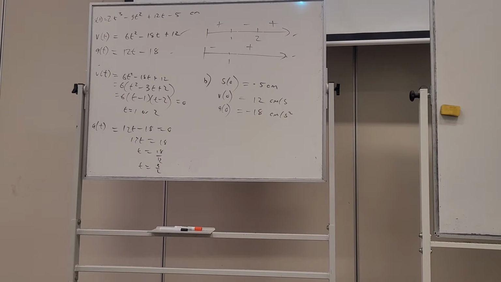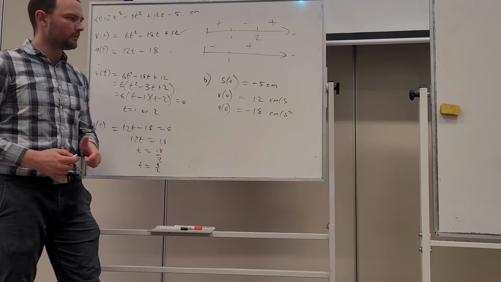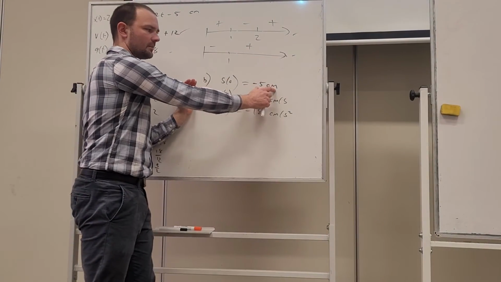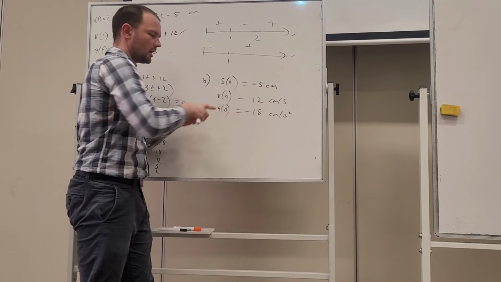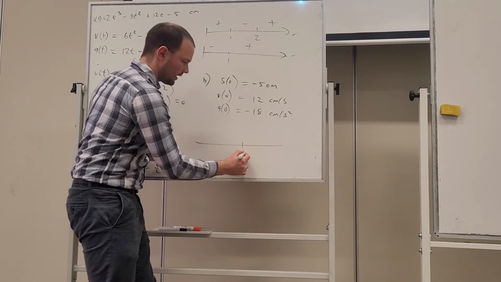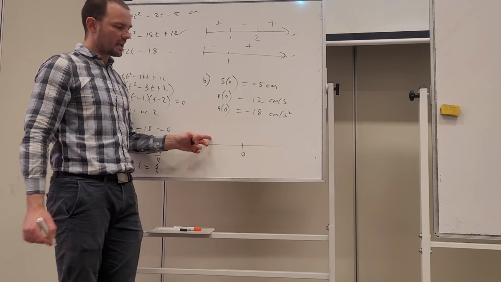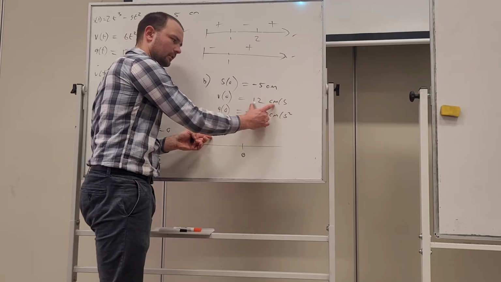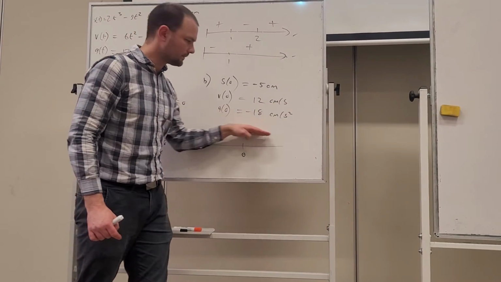Now, what is the significance of this? If we think about the particle that's moving, when time is 0, initially it is 5 centimeters left of origin. 5 centimeters left because it's negative, just by convention: 0 to the right is positive and to the left is negative. So we're initially starting 5 centimeters left of origin, but we have positive velocity, which means it's moving to the right.